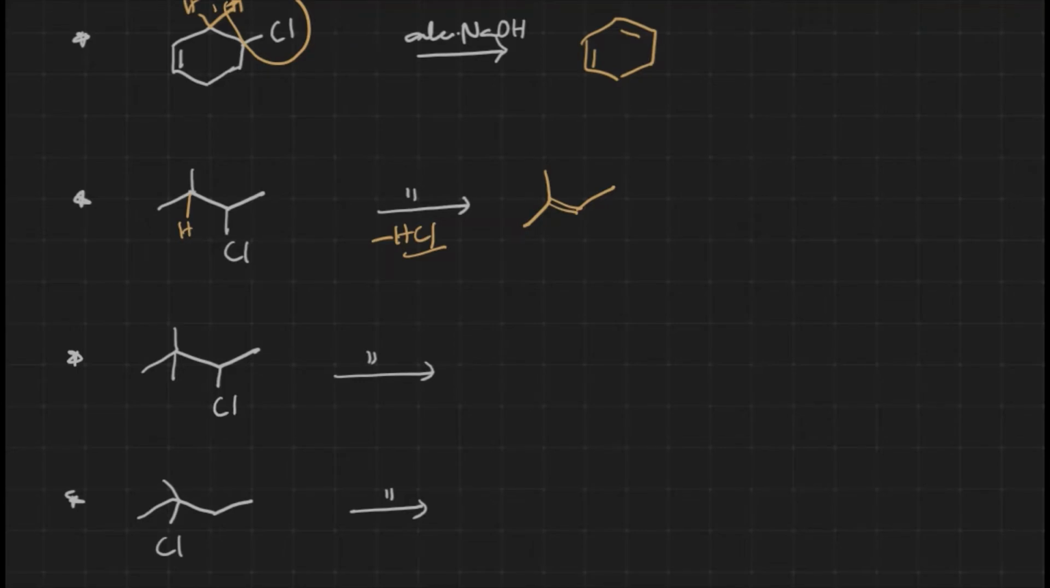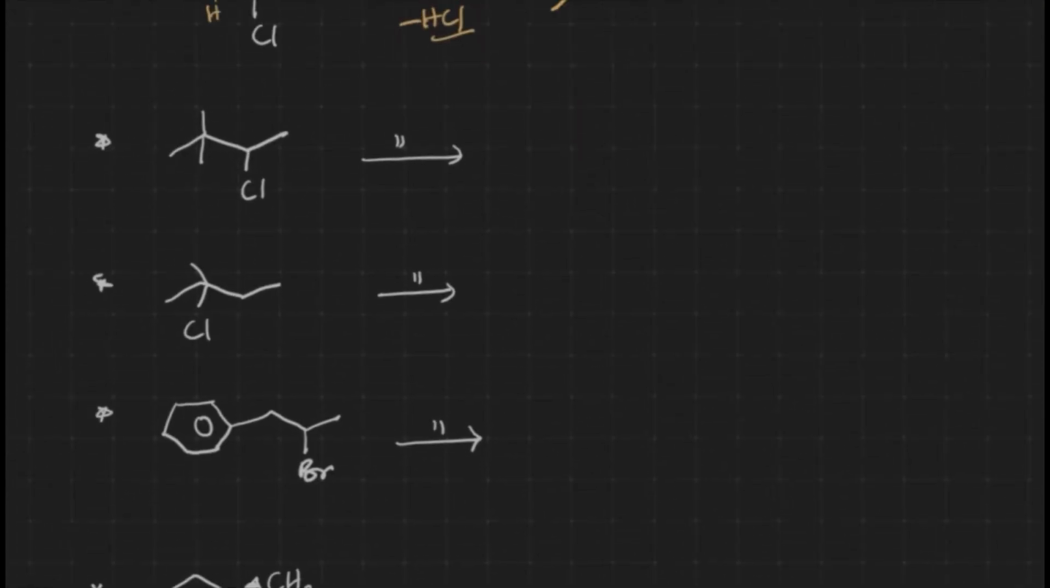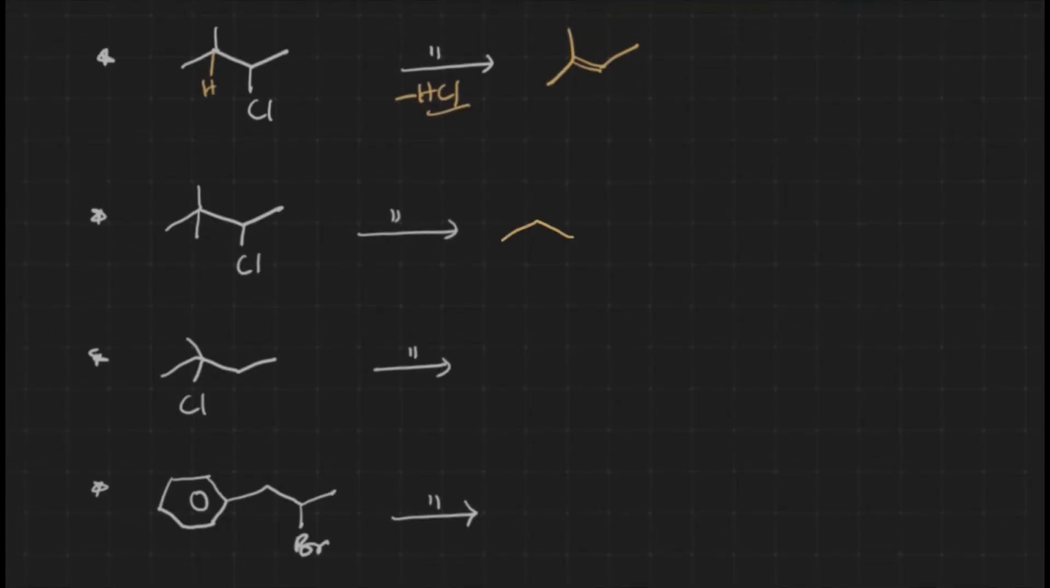Similarly here also, initially what happens when chlorine gets out? When chlorine gets out, it forms a carbocation. The carbocation is relatively unstable. What happens? A methyl shift takes place, a 1,2 methyl shift. After the methyl shift, what happens?